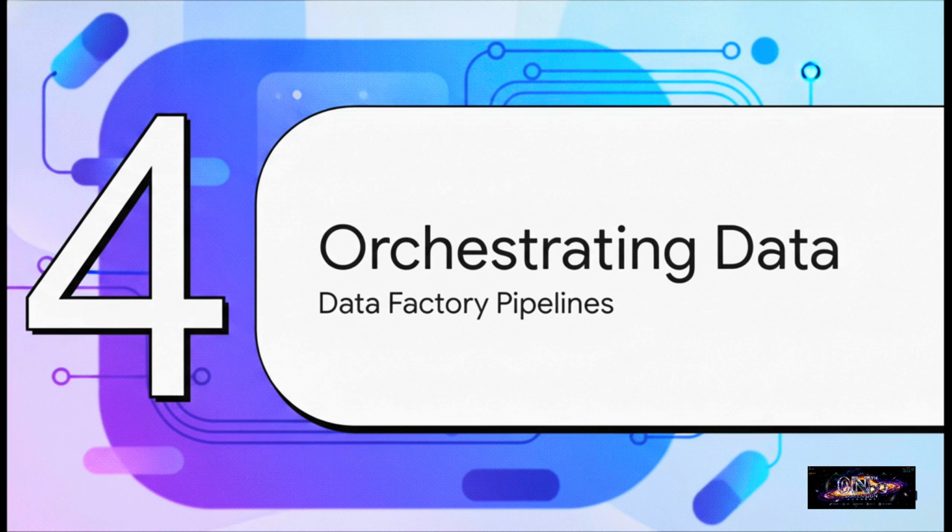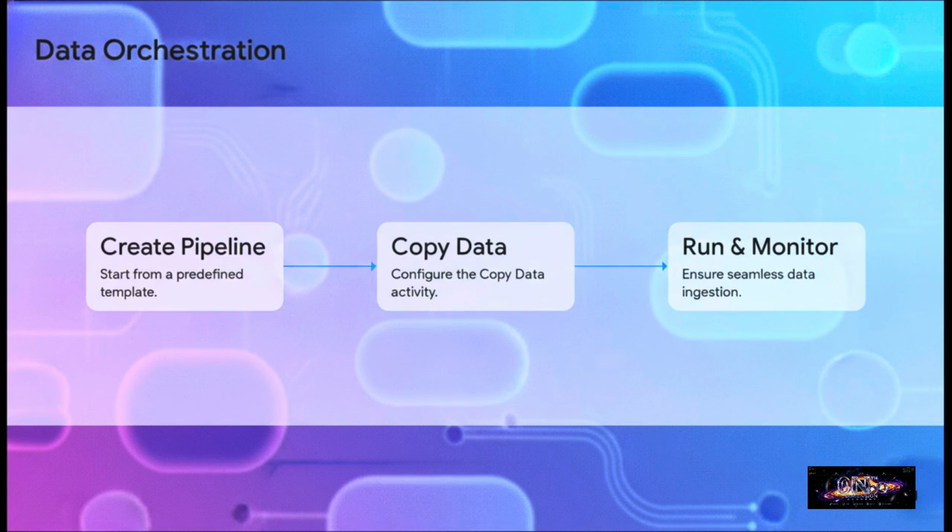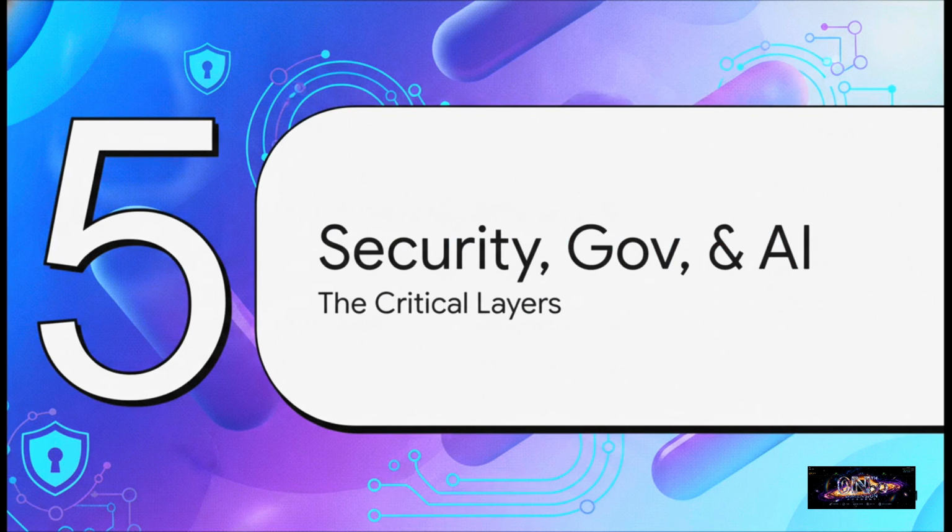Section 4, orchestrating your data movement. Okay, data orchestration might sound super complex, but in a unified SaaS platform, it becomes a really tangible, linear journey. We can orchestrate data ingestion and transformation tasks in just 3 clear steps. Step 1, you can rapidly create a pipeline by starting from a predefined template. Step 2, you configure what's called the copy data activity, which basically dictates exactly how your data moves from a source over to your warehouse or lakehouse. And step 3, you just run and monitor the pipeline. Because all these tools are natively connected within Fabric, you get this beautiful, seamless ingestion without any of the usual integration headaches.